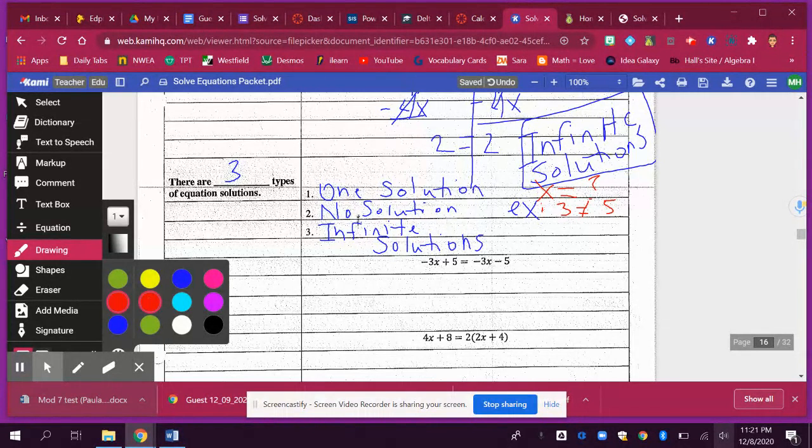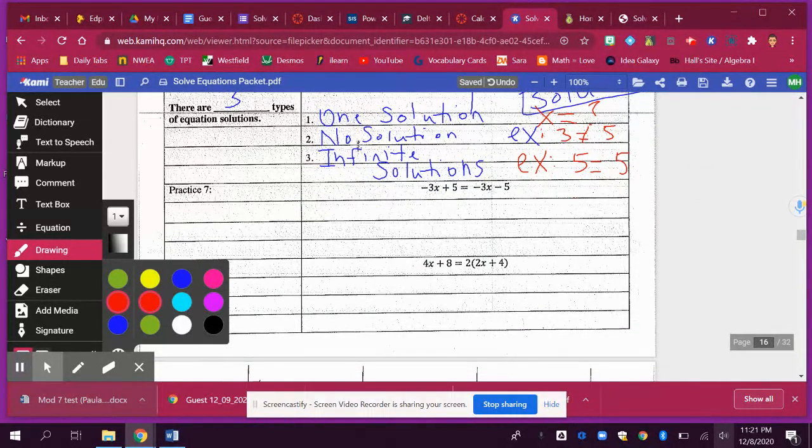And when you solve your equation, you're going to get something that looks like 5 equals 5. This is just an example. It could be 10 equals 10, 108 equals 108. As long as the left side equals the right side, you know you have infinite solutions. So if we look at this example here, practice 7, we can look at this and just say, oh, well, our variable terms are alike, but my constant terms are not. I can say right away that this is no solution.